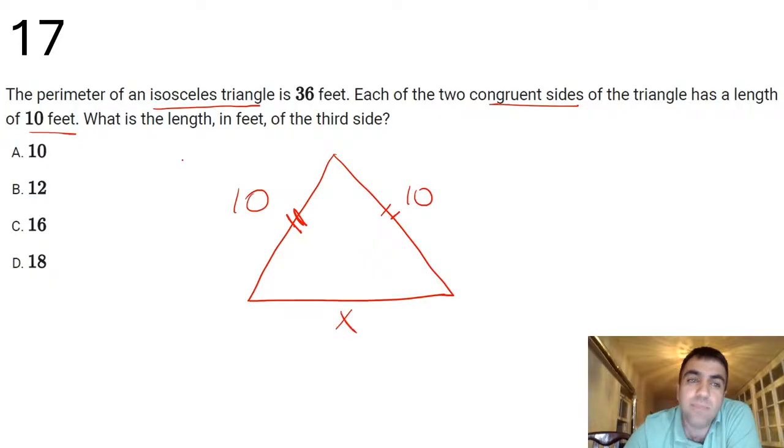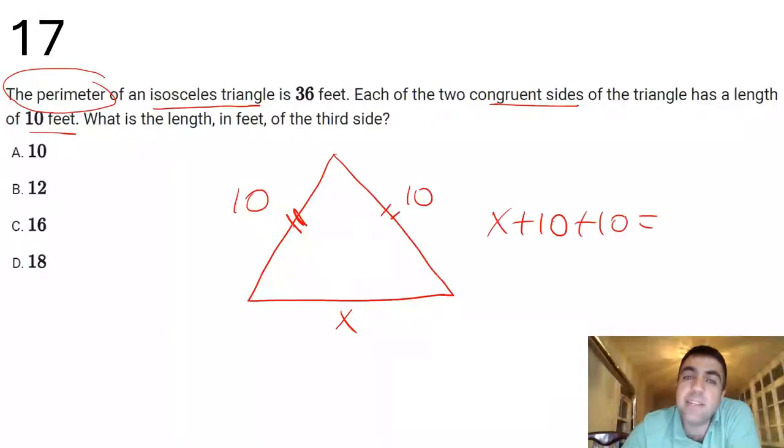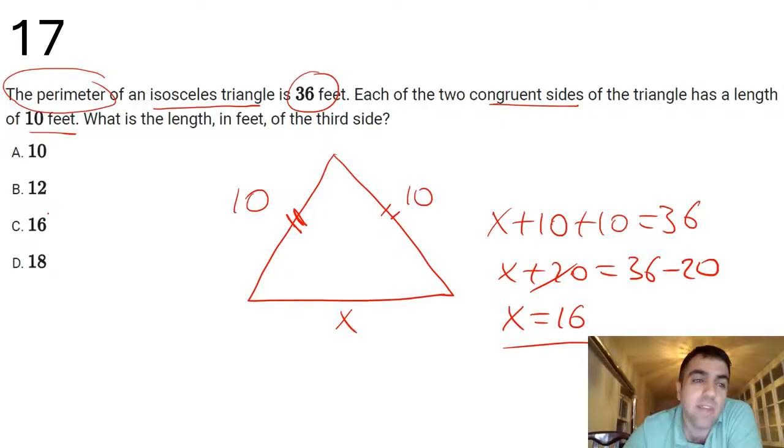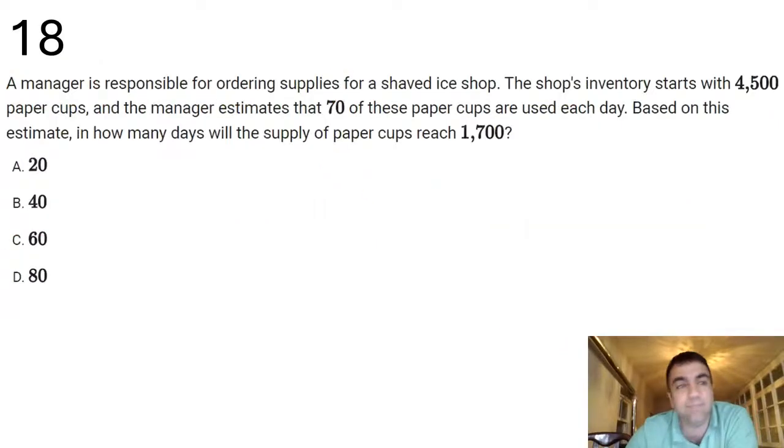And you know how we calculate the perimeter of a triangle? We sum all sides. X plus 10 plus 10 is equal to 36 feet. X plus 20 is equal to 36. If it is plus on the left side, it should be minus on the right side. X is equal to 16 feet. The correct answer was C.